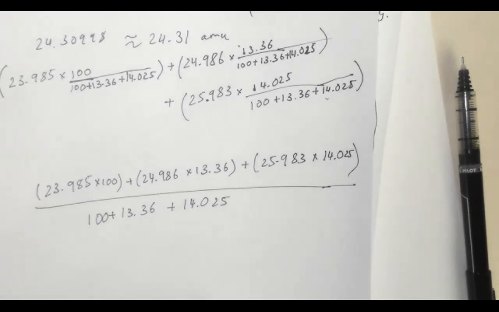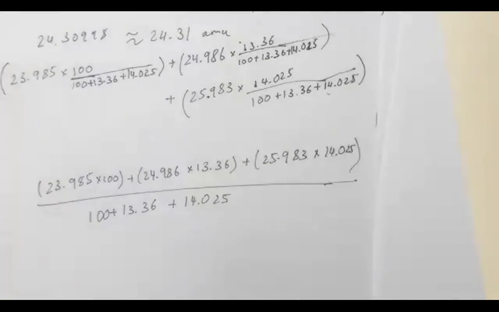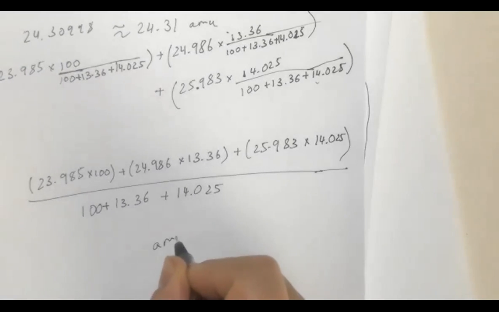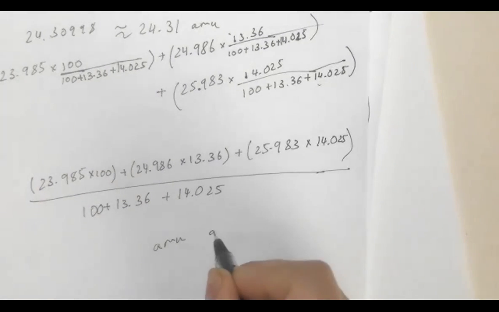Yeah. Okay, all right. The unit for this? Yes, AMU. Yep, because it's a mass. Average mass is AMU, or you can say gram per mole.